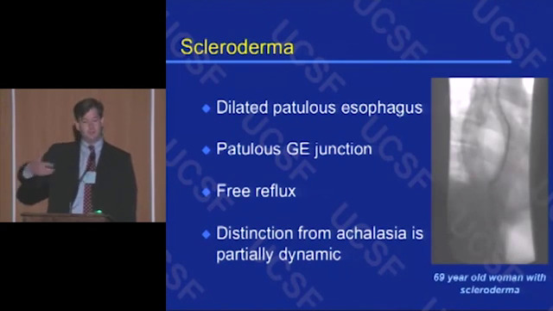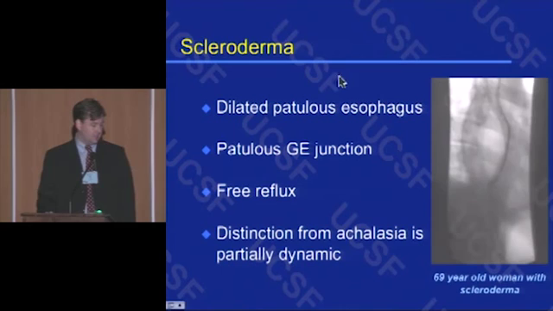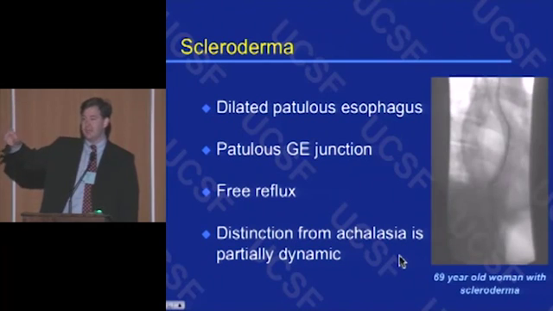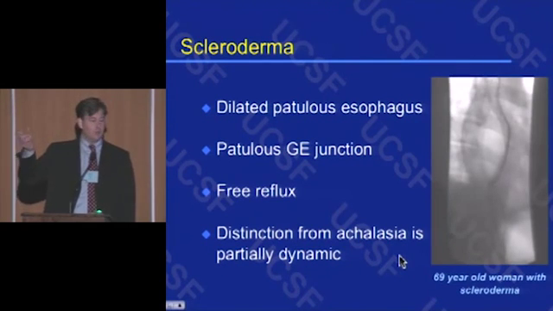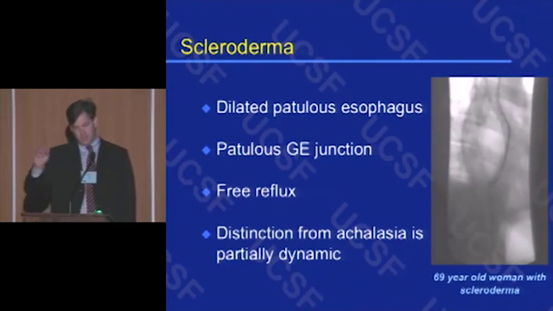So you're going to see free reflux. The contrast will actually flow right between the two, so there's no real stop, no real hold up at the GE junction. Another distinction between that and achalasia is that it's not dynamic. You get this atonic patulous esophagus within scleroderma. Within achalasia, you see the spastic paralysis of the esophagus trying to get past that tightened GE junction.